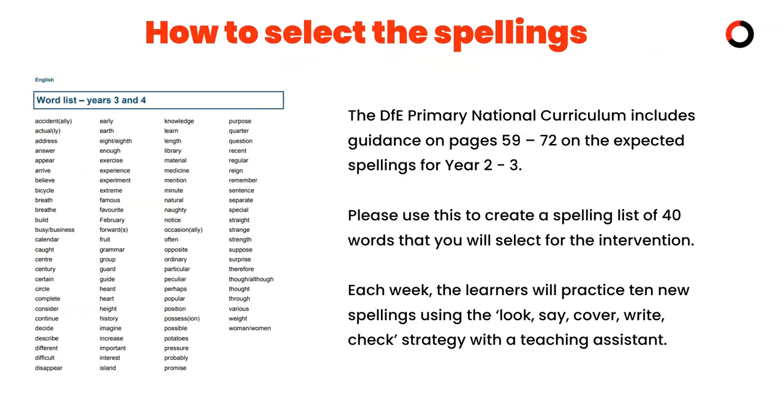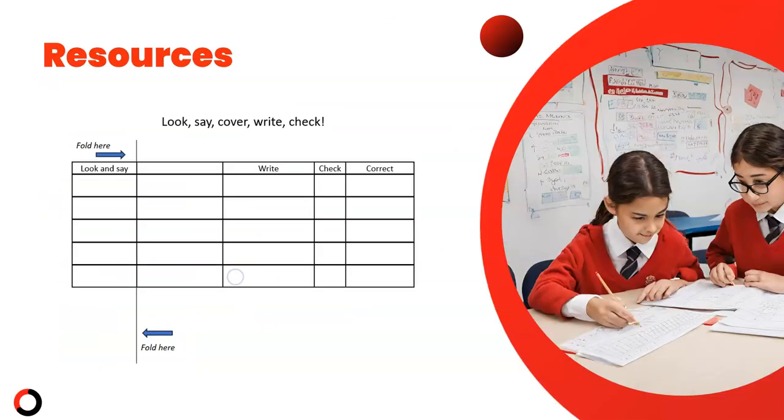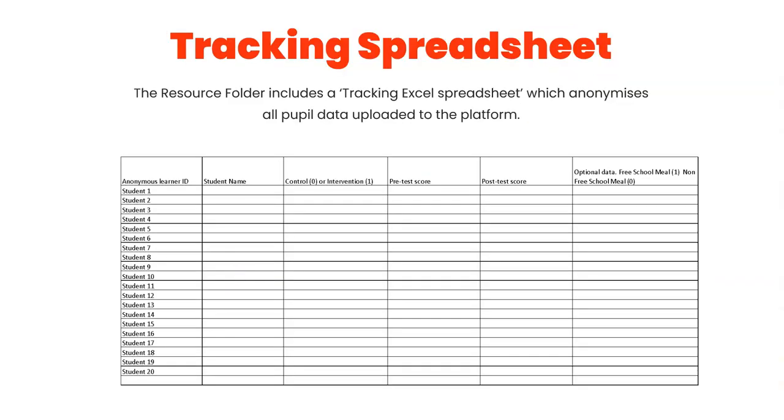How to select the spellings. If you can use the National Curriculum Guidance for the spellings for year 2 and 3, please create a spelling list of 40 words that you will select for the intervention. In each week, the learners will practice 10 new words using the Look, Say, Cover, Write, Check strategy with a teaching assistant. In the resource folder, you will see a template that you can use, and also a tracking spreadsheet, which allows you to link an anonymized student ID on the platform to a student in your class.